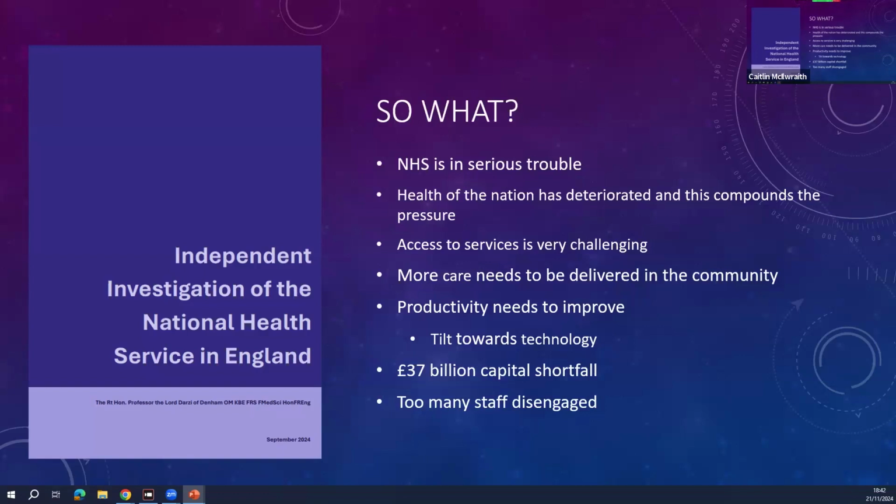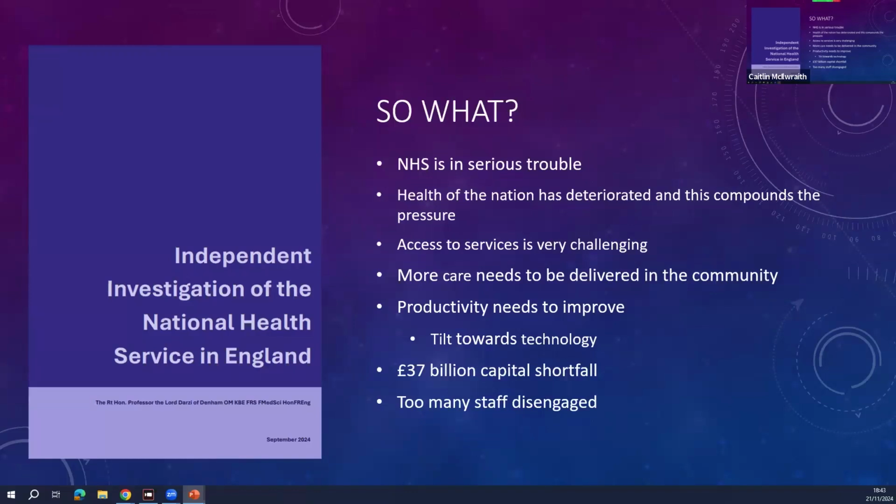And on the right-hand side, you've got some headline news. So the NHS is in serious trouble. The health of the nation has got worse, and that is putting significant pressure on the health service. And that then means that access to services is very challenging. What you may hear, what you may see on the news, is people talking about how they can't get appointments in primary care, they wait in A&E for hours and hours on end, and that it's very, very challenging. And that is true. It's variable through the country. So where I work in Northumbria, we're lucky.